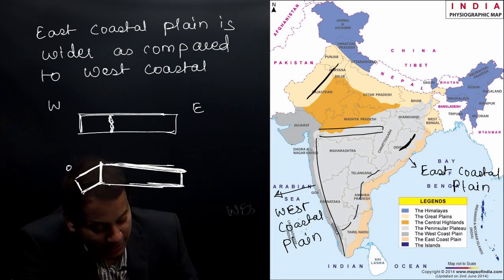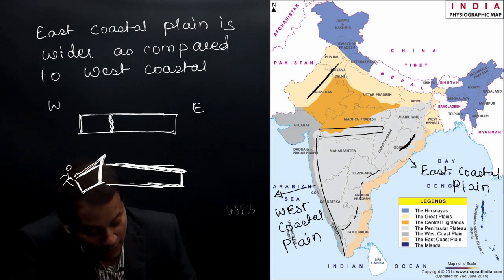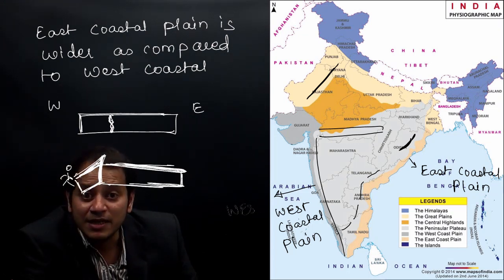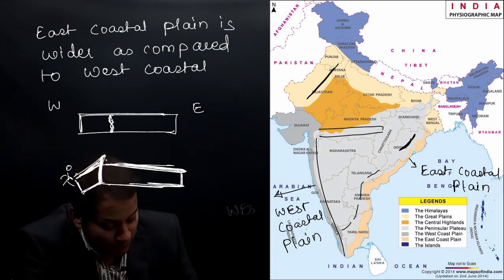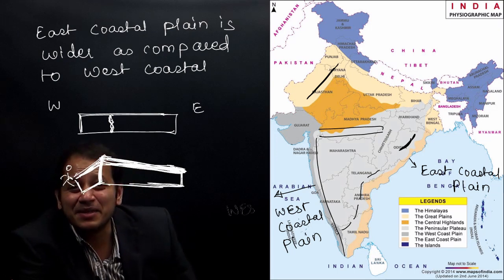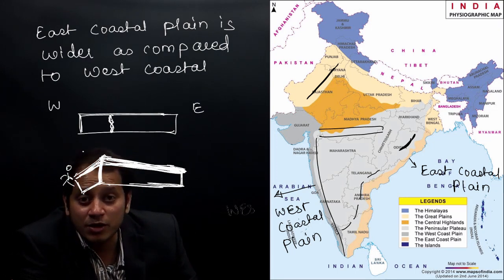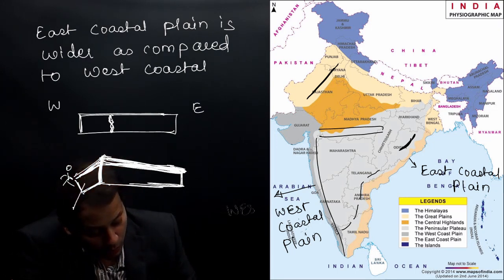So if you are standing here on the western side and you look at the top, you see that the west coastal plain is backed by a high mountain, what we call the Western Ghats, while here the east coastal plain is a little bit bending or tilting towards the east. So which part has gone below the sea, east or west? The western part has gone below the sea.